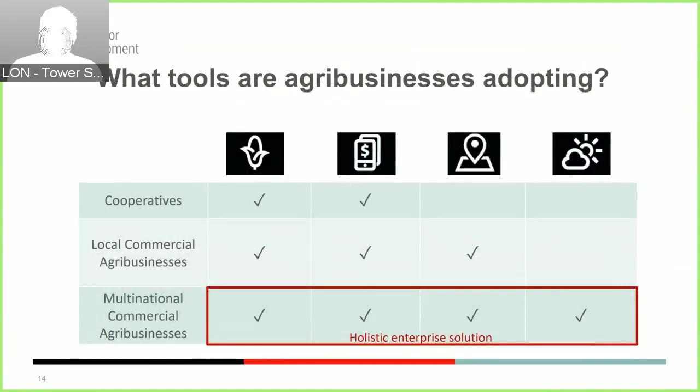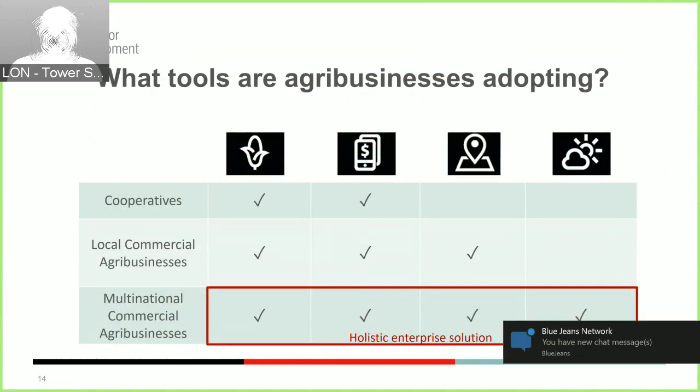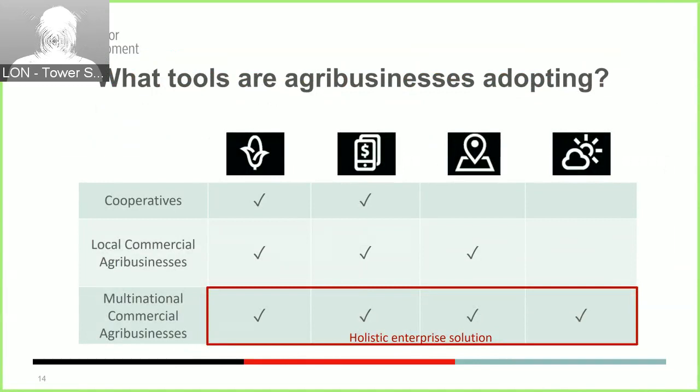So, which of these tools are agribusinesses actually adopting? I'd say that depending on multiple factors like the type of agribusiness in question, the size of the agribusiness, and the level of technology literacy in the agribusiness and the farmer base, we are seeing different types of enterprise clients taking up different tools. With cooperatives, we are mostly seeing the emergence of basic bulk payments that allow the business essentially to pay large numbers of farmers via mobile money and at regular intervals.